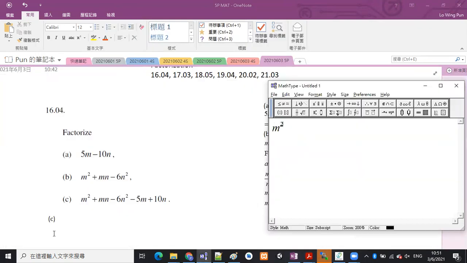Part C, we have m squared plus mn minus 6n squared minus 5m plus 10n. 好，一定咁，最尾嗰 part 一定咁樣係嘛？We divide the question into two groups. How many terms are there in the first group? So, which terms should be in the first group? Yeah. But do you understand my question? How many terms should be in the first group?